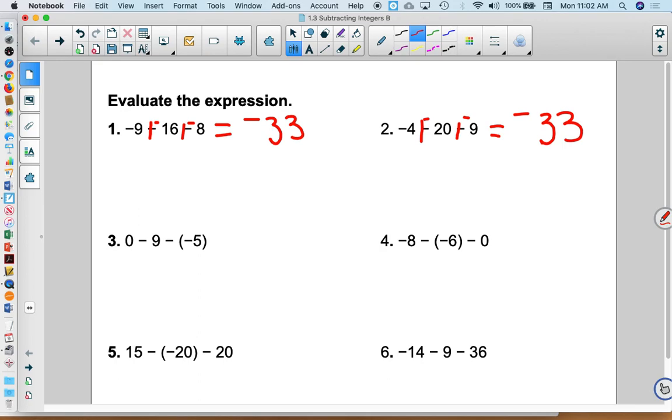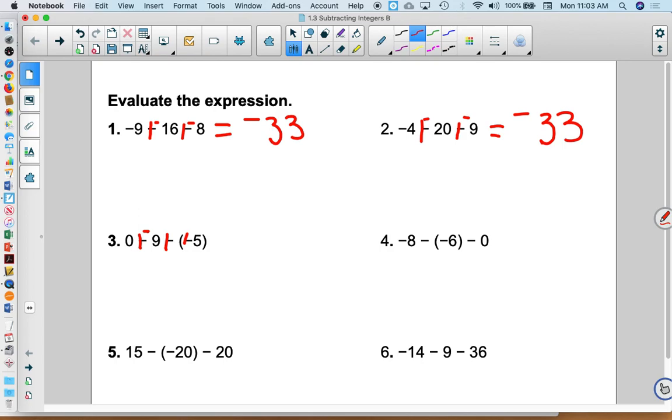Okay, look at number 3. Again, it's subtraction, so I do what? Add opposite. Whatever the sign is of the second number, you just change it. Opposite isn't necessarily negative. Now I have 0 plus negative 9, which gives me what, ladies and gentlemen? Negative 9.